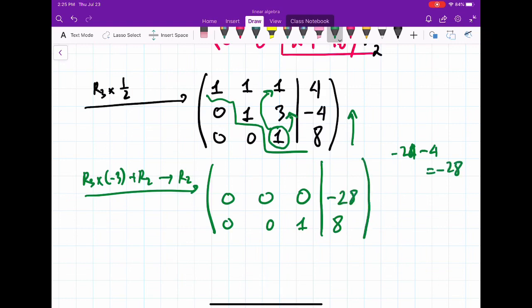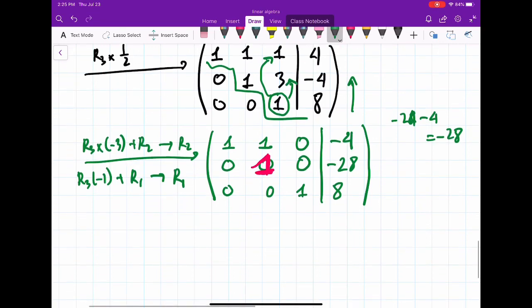And then the second operation is R3 times negative 1 plus R1. You add to R1. So you got 1 in here. Here I think I have 1, not 0. Sorry for this. And here I got 1, right? And here I got 0, 0, negative 1, I have negative 4, right?